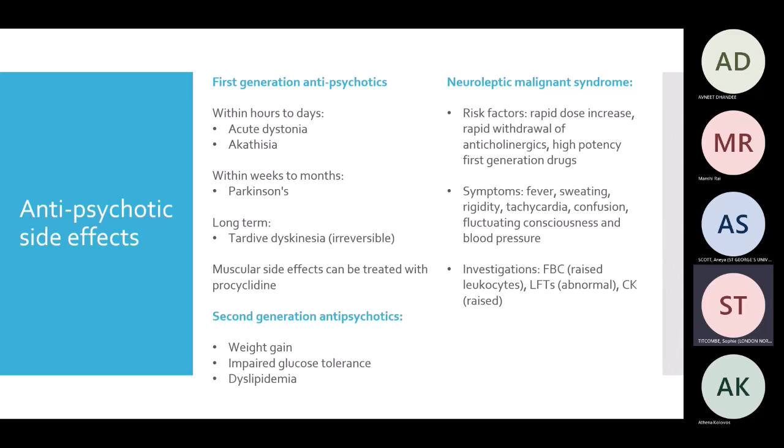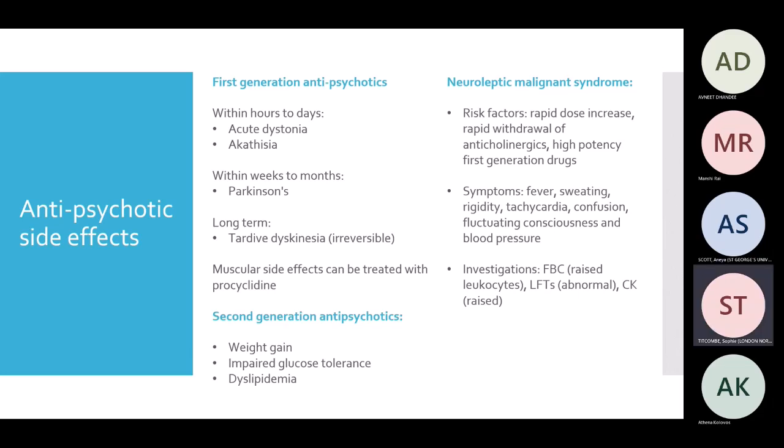Our second generation antipsychotics tend to have quite a different side effect profile. I think we've touched upon this already a little bit, but these are the ones where we generally see weight gain, impaired glucose tolerance and dyslipidemia, and that links into why we want to make sure with our monitoring we're looking at blood pressure and weight, our lipid profile and also our fasting glucose.